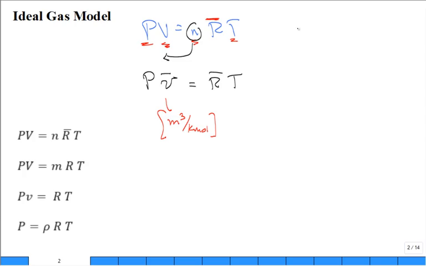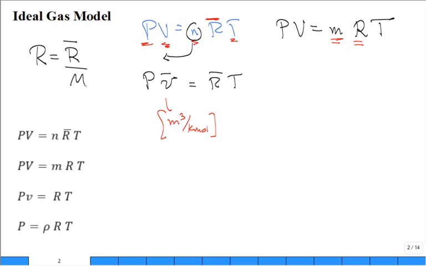Well, you can also put PV is equal to mRT. That's a mass description. m is the number of kilograms. And how are R and R bar related? R is equal to R bar divided by big M. What's big M? Molar mass. And then if you put PV divided by m is equal to RT, what is this term? The specific volume. And so right away I have four versions of the ideal gas equation. We need to be familiar with all of them.